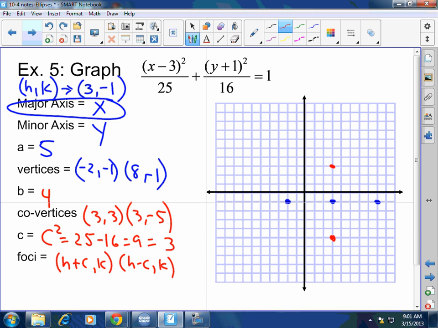So h is 3, c is 3, so 6 comma negative 1, because k is negative 1. And then 3 minus 3 would be 0 comma negative 1. So 1, 2, 3, 4, 5, 6, and 0, negative 1, and there is my horribly ugly ellipse, but perfect points. Does that make sense, my brothers? Promise?